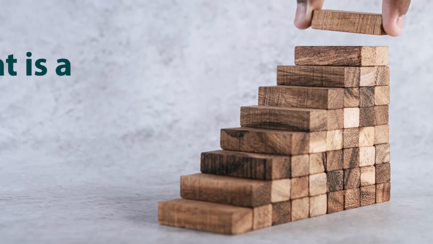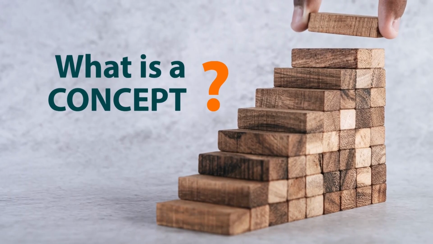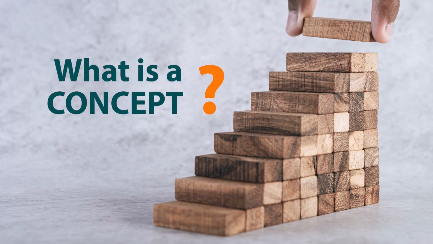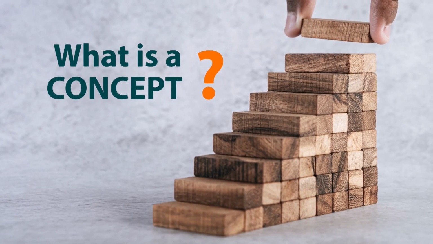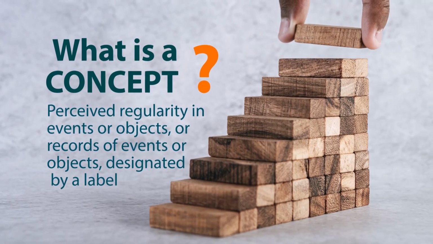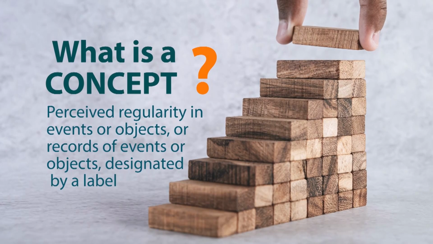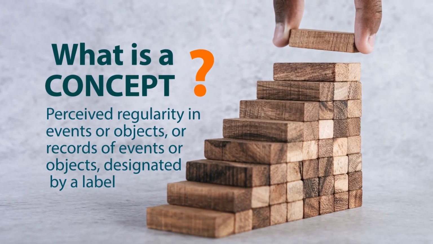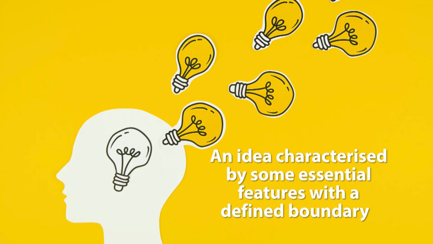So let us first of all try to understand what is a concept. You must have heard about the concept a lot of times. So now what is the definition of concept? Let us try to see this. Concept is a perceived regularity in events or objects or records of events or objects designated by a label. Now this definition is given by Novak in 1991. It is basically an idea characterized by some essential features with a defined boundary.